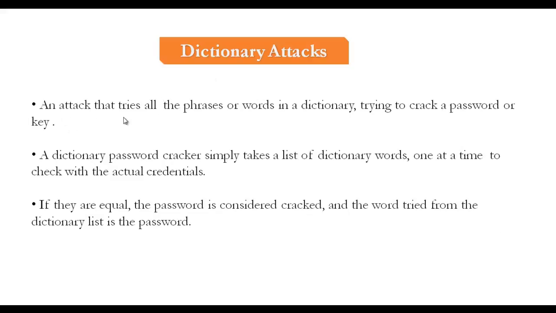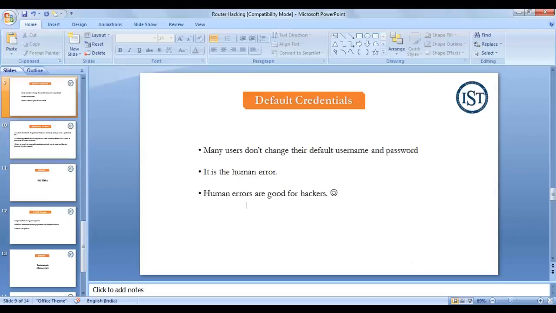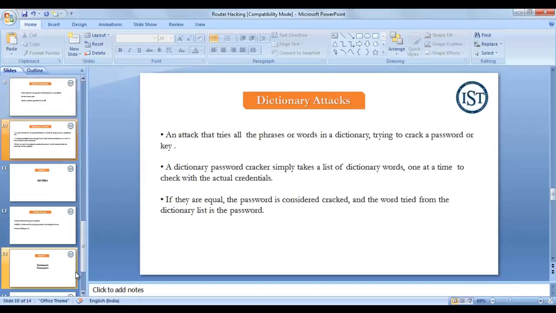This dictionary based attack tries all the phrases or words in a dictionary, trying to crack a password or key. A dictionary password cracker simply takes a list of dictionary words one at a time to check with the actual credentials. If they are equal, the password is considered cracked and the word tried from the dictionary list is the password. So let us now look at a simple dictionary based attack on the target router.